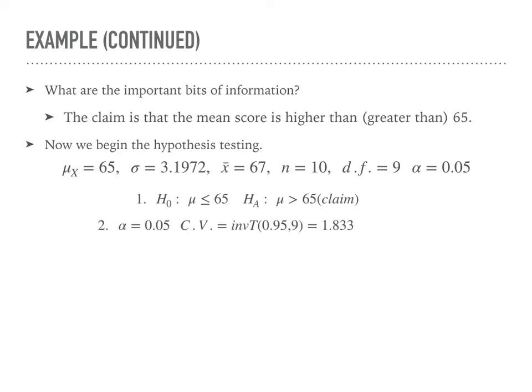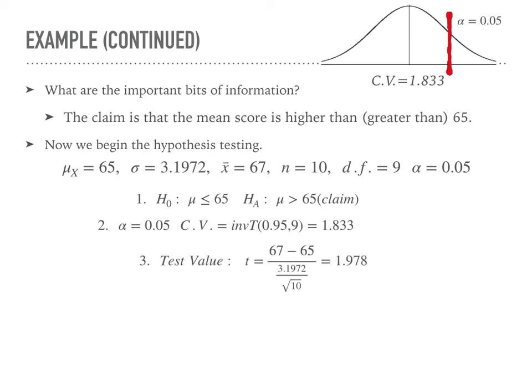Step 2, stating our level of significance and our critical value. Using inverse t, the area to the left is 0.95. We have 9 degrees of freedom. So our critical value is 1.833. Drawing this into our picture, and then finding our test value. That would lead us to the decision to reject the null hypothesis.